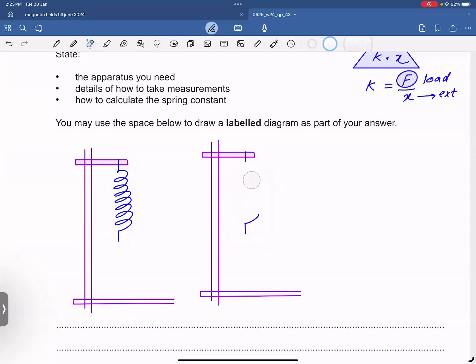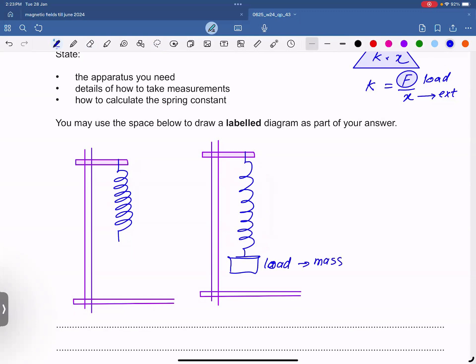you will add a new load. Spring will extend. Here is the load. So this load is in the form of a mass. Okay, so what you'll do, you will measure its original length using a meter rule. Then you will measure its new length, loaded length, also with the meter rule. You can say L1.